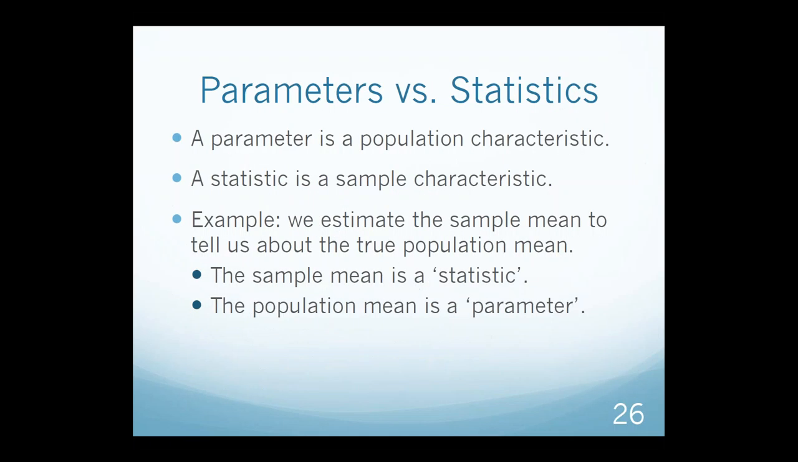So what's the difference between parameters and statistics? A parameter is a population characteristic. Population mean is a parameter, but a statistic is a sample characteristic. So sample mean would be a statistic. We don't have the information of parameters, but we want to estimate them using statistics.